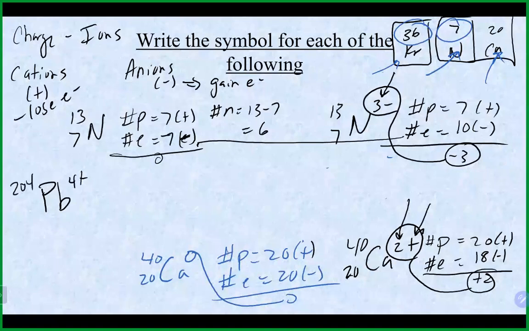And we'll do sulfur with a -2 charge. We'll do sulfur as 34. So for each of these, how many protons, neutrons, and electrons are there?